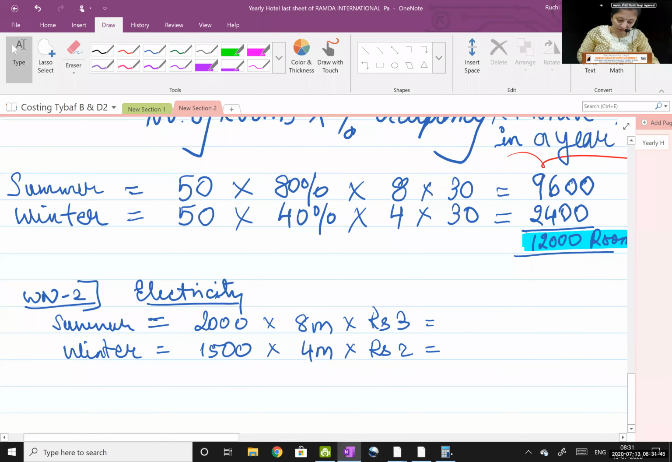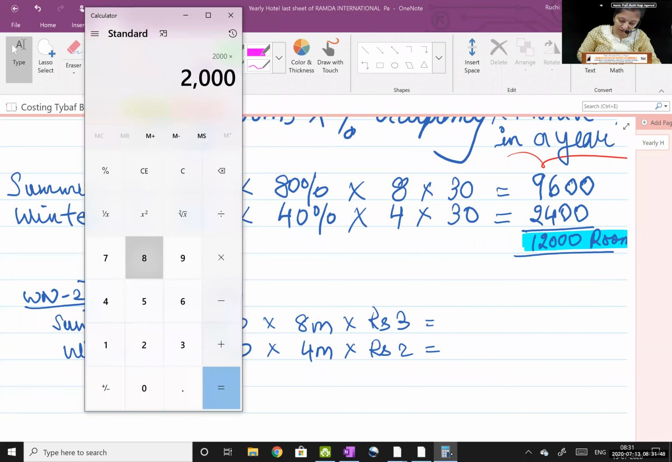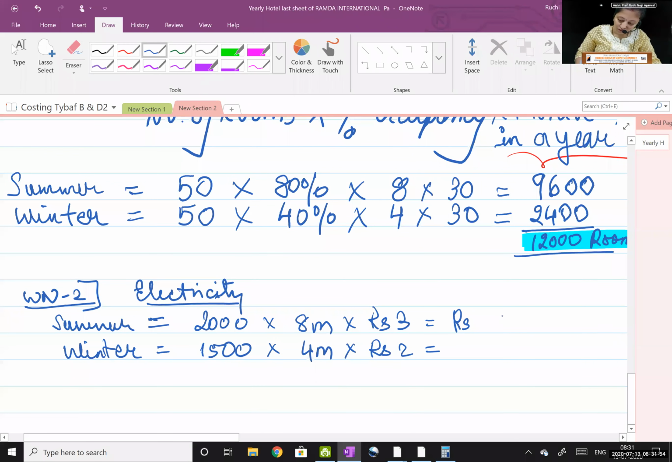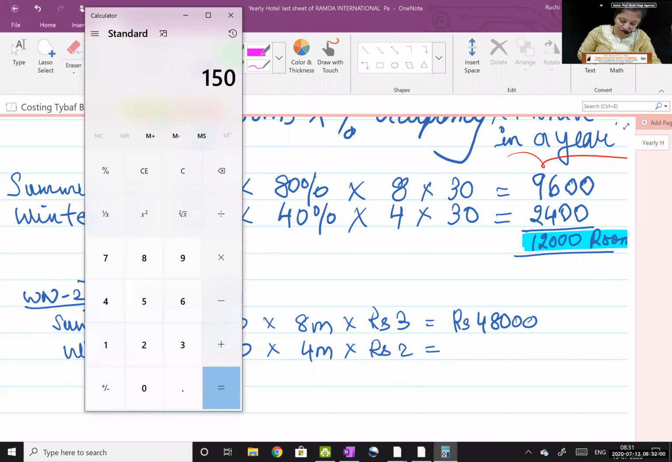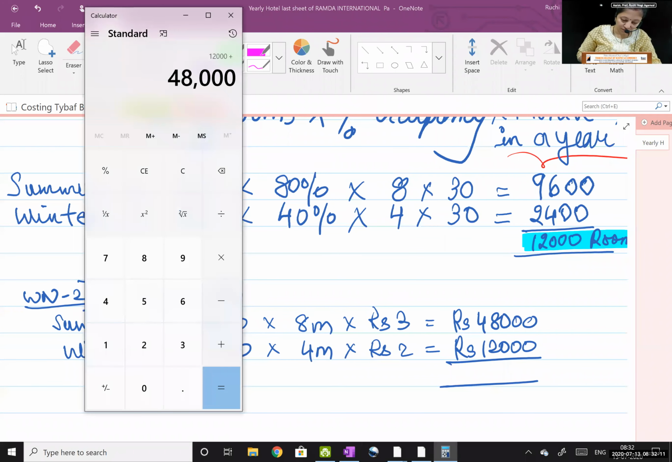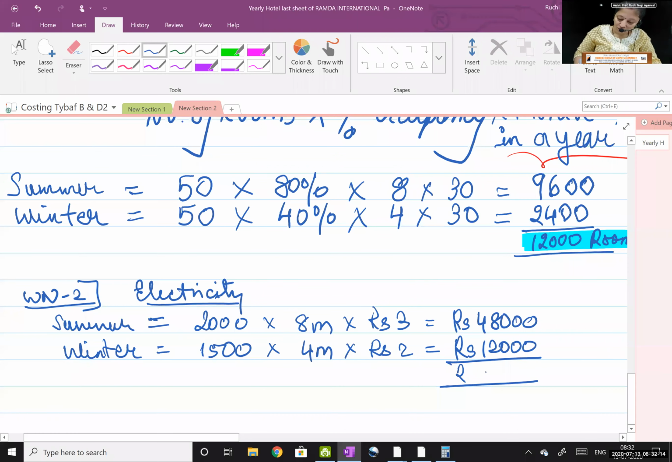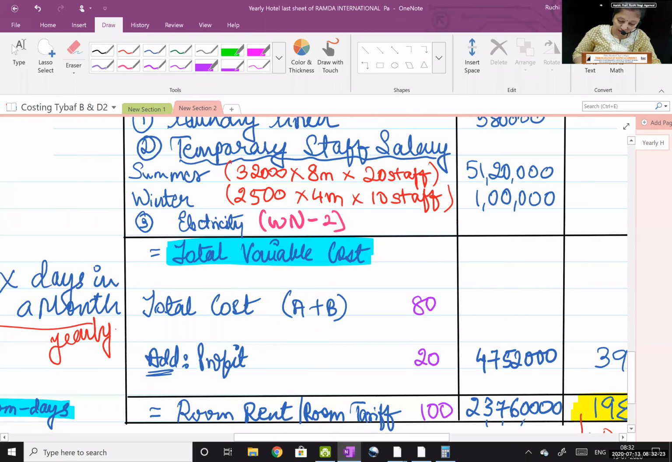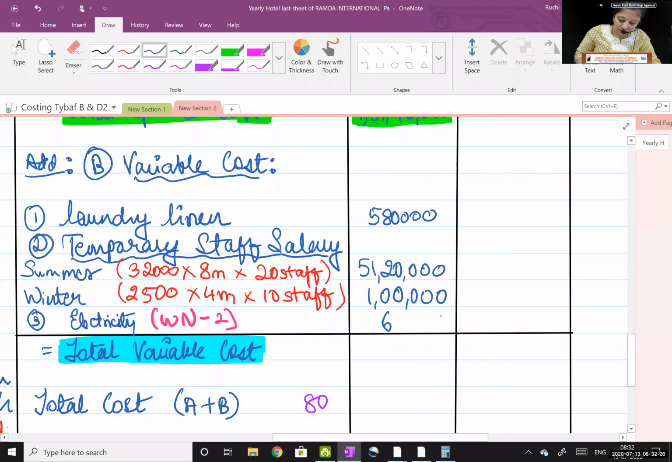Start the calculation. 2,000 into 8 into 3. So it makes to 48,000. Next, 1,500 into 4 into 2. 12,000. Okay, total it: 48,000 plus 12,000, 60,000. So you can write it here. Working note number 2, I got my answer 60,000.